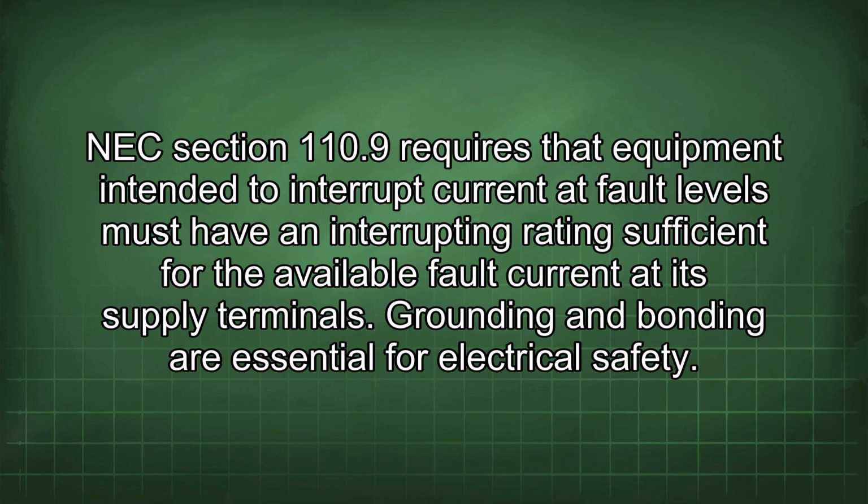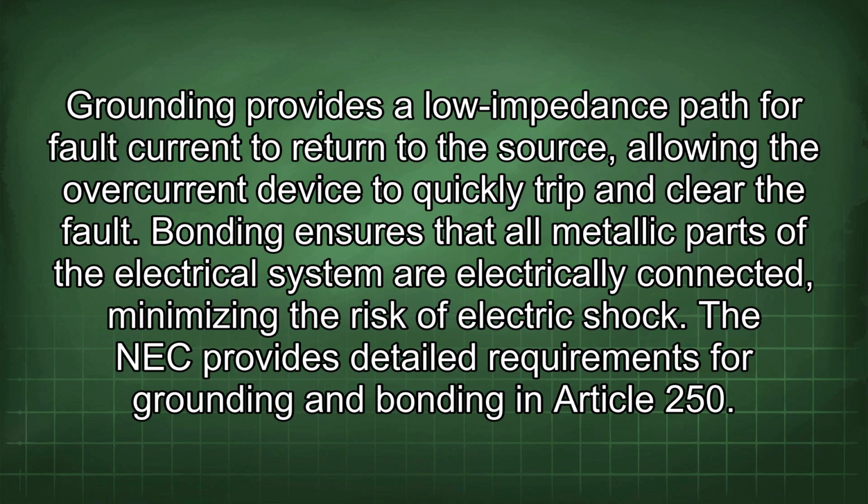Grounding and bonding are essential for electrical safety. Grounding provides a low impedance path for fault current to return to the source, allowing the overcurrent device to quickly trip and clear the fault. Bonding ensures that all metallic parts of the electrical system are electrically connected, minimizing the risk of electric shock. The NEC provides detailed requirements for grounding and bonding in Article 250.